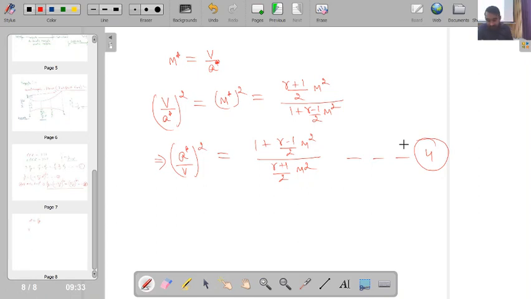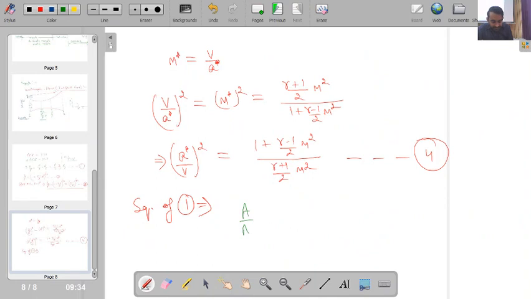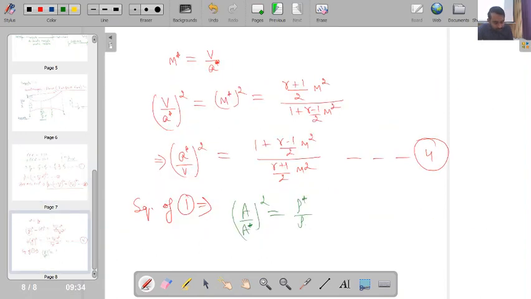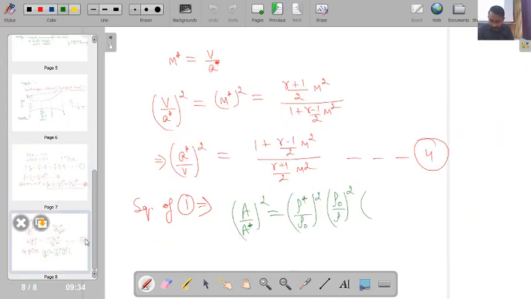Fine. Now what I will do, now I will take the square of equation 1. So if I take the square of equation 1, what will I get? A by a star square equal to rho star by rho naught square into rho naught by rho square into a star by V square.